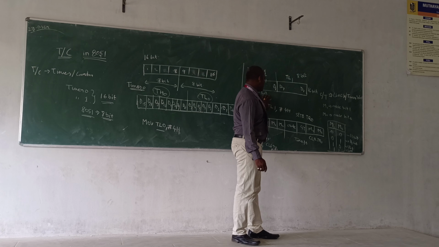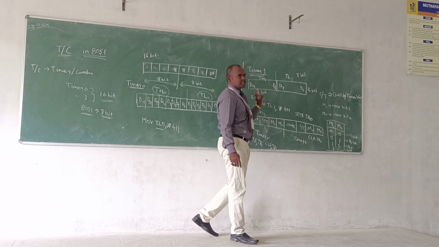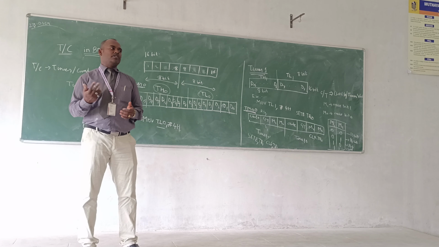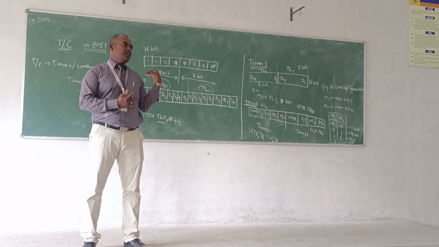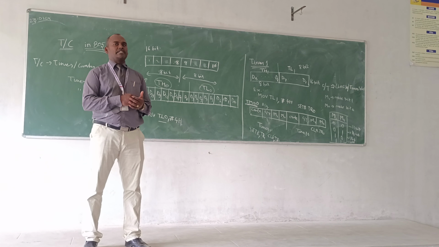That's all about the timer. It has a 16-bit length, and you have two different timers, timer 0 and timer 1. Each can be divided into two groups, the low byte and the high byte, so we can access them easily anywhere based on your requirement.